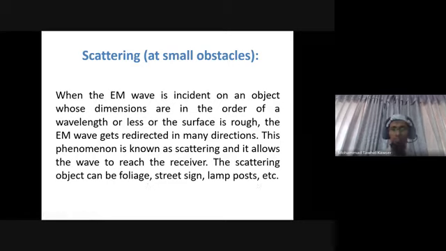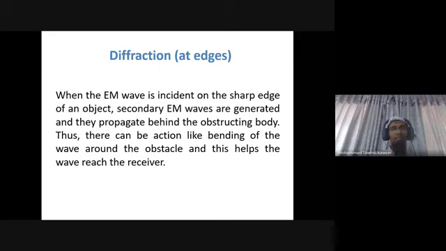Diffraction, as I was saying, your physics course probably gave you some good explanation of diffraction. At the sharp edge, new sources are created. A good number of small sources are created at the sharp edge, and new propagation starts from there. So that's how you can actually go behind something, behind this object. It's like bending the signal. But as I told you before, I'll have separate slides for each of them.